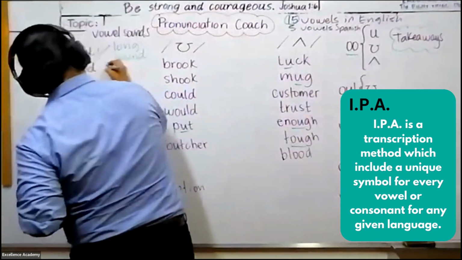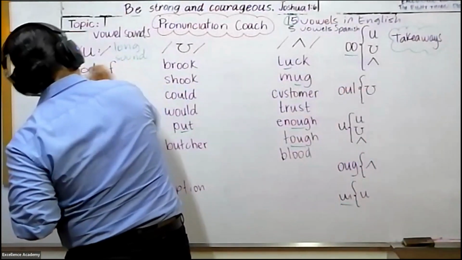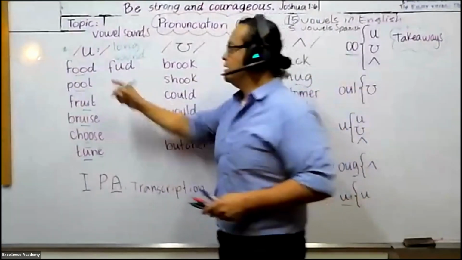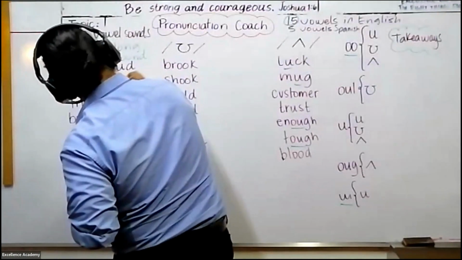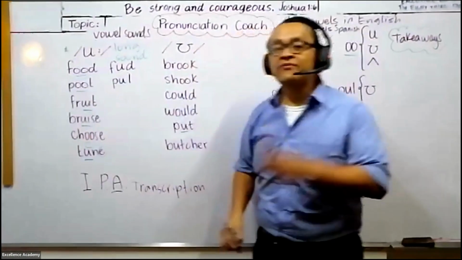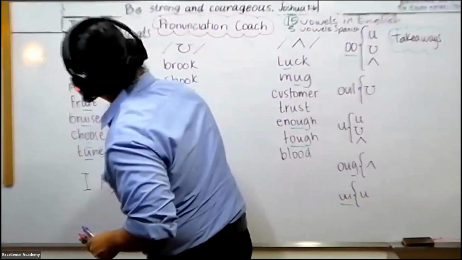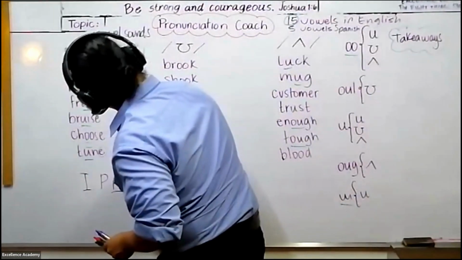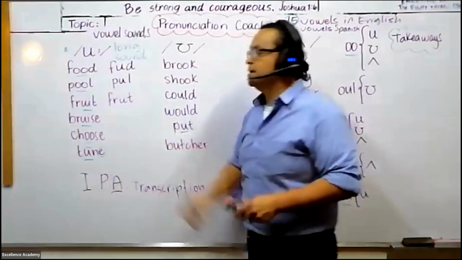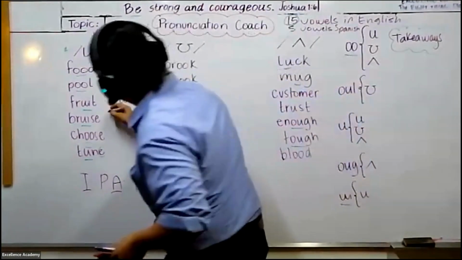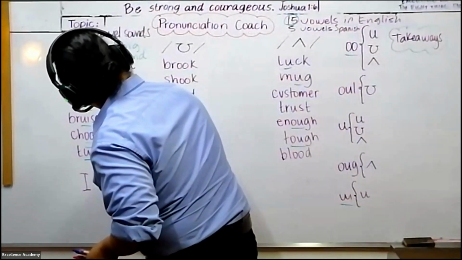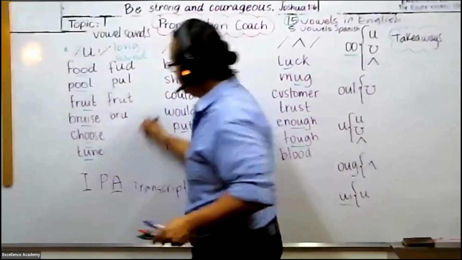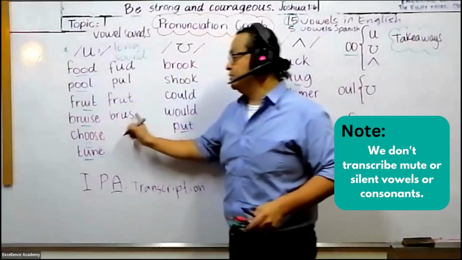So let's transcribe. Here, we're going to transcribe the first word, which is food. Double O, so you're going to put ooh. Food. Let's transcribe pool. Pool. Let's transcribe fruit. We'll put the F, the R, the U, and the I are only one sound. So we'll just put the U and the T. Fruit. Now let's transcribe bruise. We'll put the B, the R, the U, since the U symbol will represent the U and the I together, and the S. We're not going to write the letter E.